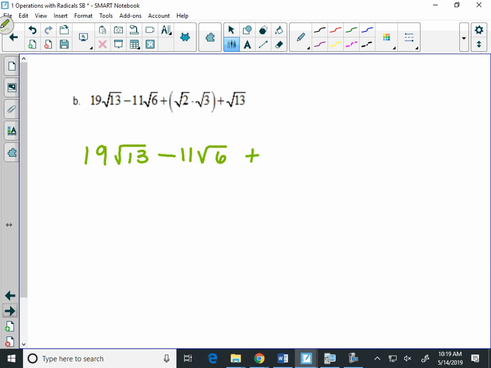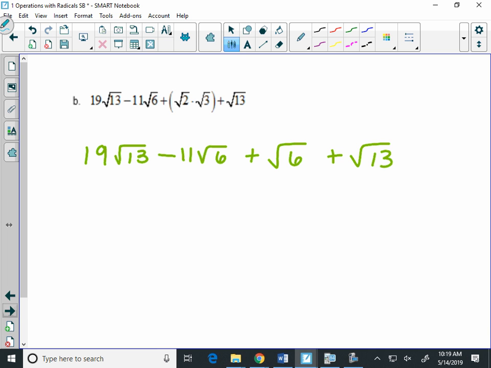Plus, what do we get when we multiply radical 2 times radical 3? Radical 6. Yeah, you just multiply the numbers. 2 times 3 is 6. And then that radical 13 stays how it is. Now we're just left with addition and subtraction.